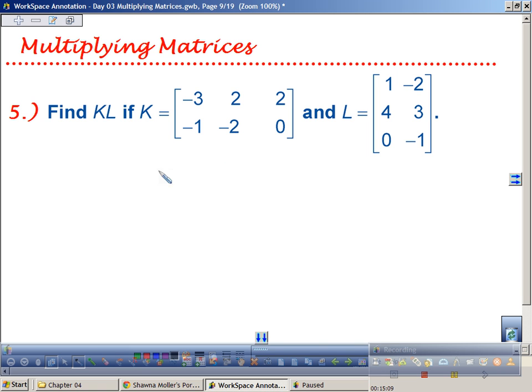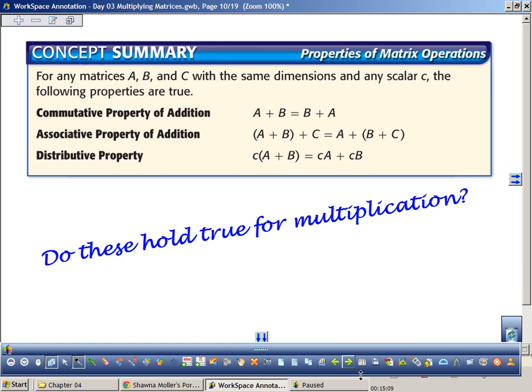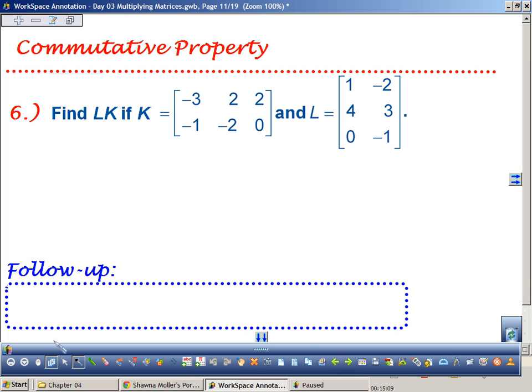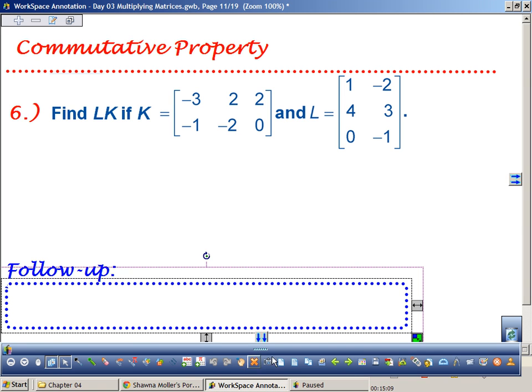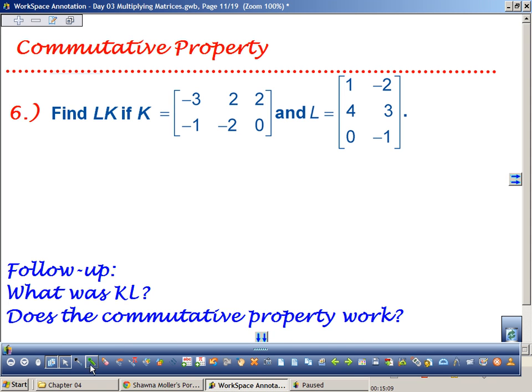Please listen up. I'm going to give you the answer to KL. We need to figure out whether the commutative, the associative, and the distributive property work for multiplication. We're going to find one out together, and then the other one you'll have for homework. So I'm going to give you what is KL, because I've already done KL.